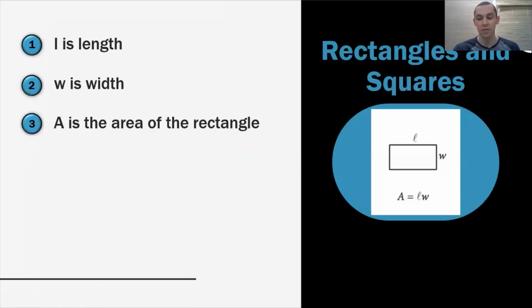So then rectangles and squares, it shows the rectangle, but obviously any figure of the sort is going to have the same formula for area, which is just length times width. So that's one dimension by the other. And again, it's area, so it's in units squared.